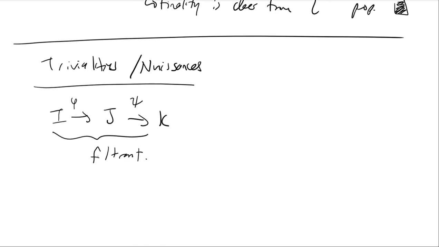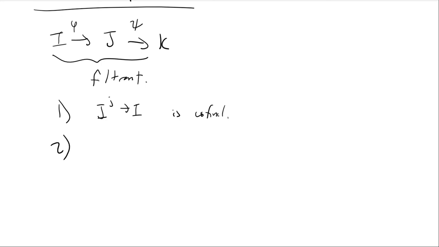Then in this case, for any j, ij to I is cofinal. Next, for any I, I to I phi I is also cofinal. For any k, ik to jk is also cofinal.